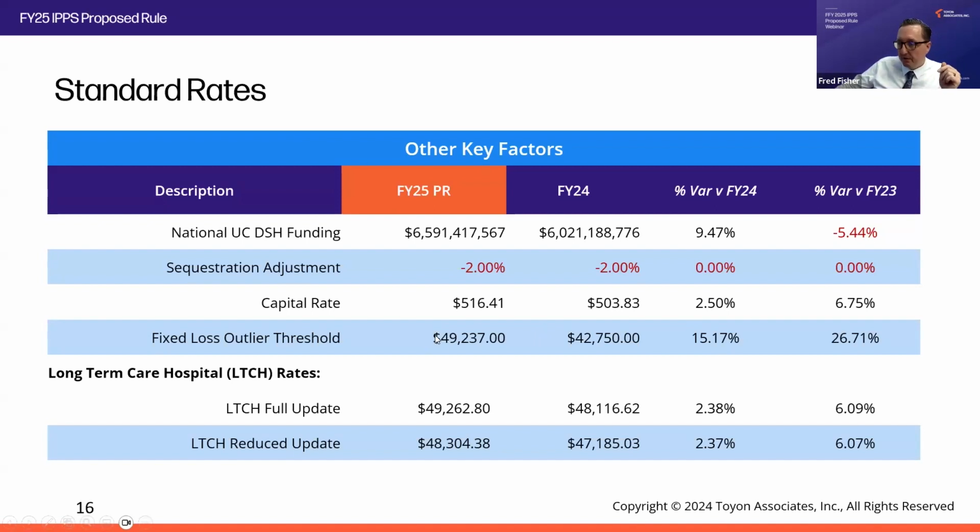The fixed outlier threshold continues to go up, and CMS actually projects more providers to have outlier payments in 2025, and they're proposing to add a little bit to the percent of spend. They estimate every year that 5.1% of all Medicare payments are for outliers. I think they're proposing to up that slightly, given their estimations.